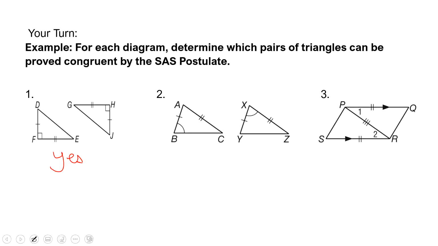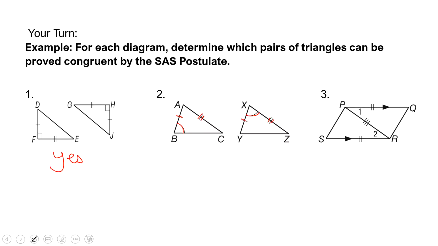Triangle two, we see we have two sides that are congruent. AB is congruent to XY. AC is congruent to XZ. So they're congruent, but the problem is it's not the included angle. We have the included angle in XYZ between the two sides, but it's a completely different angle on triangle ABC, so we can't say they're congruent. We don't have enough information there. Does that make sense?